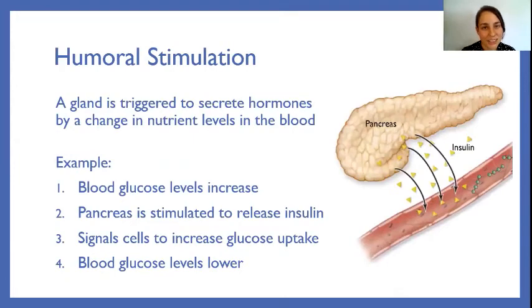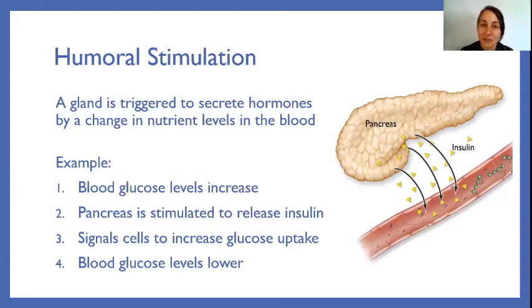Next up is humoral stimulation. This is when a gland is going to be triggered to release a hormone, not by a controlling pituitary gland, but instead by changes in the blood. So the pancreas is going to be able to monitor the blood itself. Now, our example of that is going to be your blood glucose levels. Your pancreas is going to be monitoring the level of glucose you have in your blood. So on a normal day, you might be fine, but maybe you went to a birthday party and had 3, 4 slices of cake.